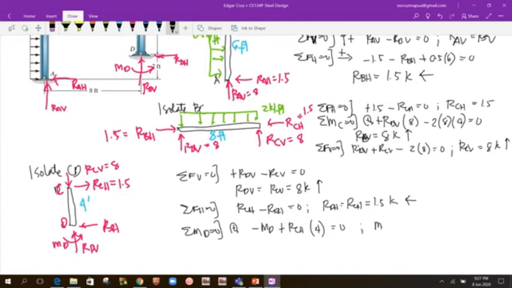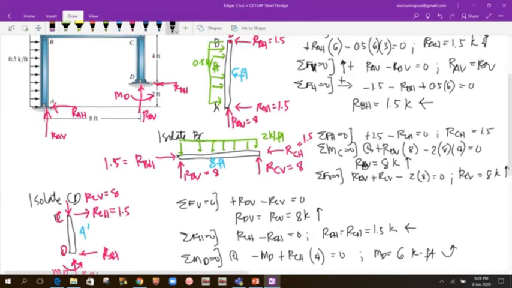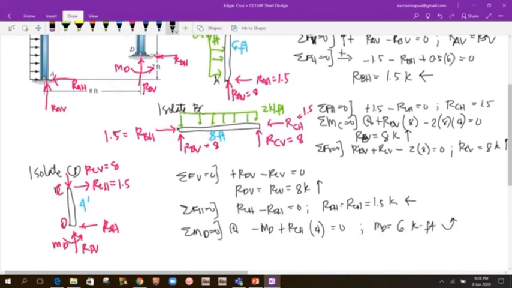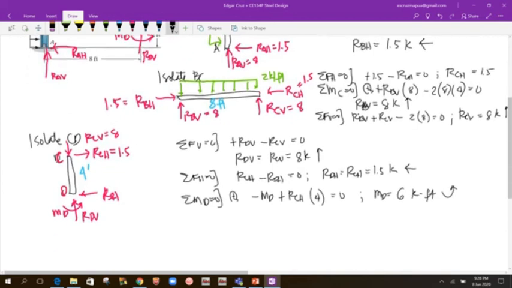So from there, I could solve for MD. And RCH is actually 1.5. So that would be 1.5 times 4. 1.5 times 4. So that is 6. Positive. So, sabihin, tama yung direction natin. So this would be 6 kip-feet. Okay, and that is counterclockwise. Okay, so yan, we have analyzed the 3 segments of this frame.